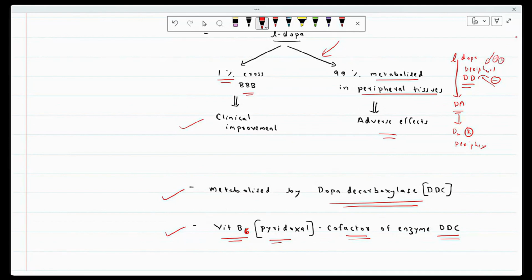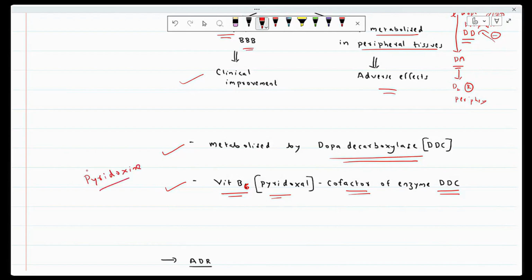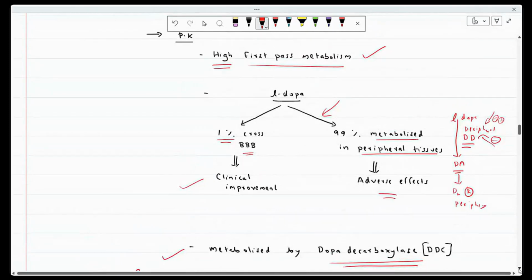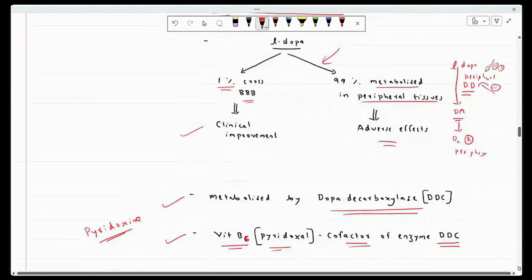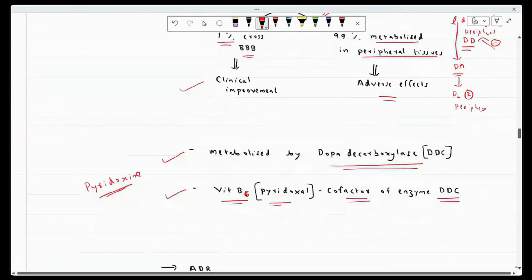So if you give levodopa, it will be immediately metabolized, and the efficacy can come down. So whenever you give levodopa, you should not give vitamin B6. In the exam, the question will be: which vitamin B complex should be avoided in a Parkinsonism patient taking levodopa? The answer is vitamin B6. What is the other name of vitamin B6? Pyridoxine, because it is a cofactor of the peripheral dopa decarboxylase, so the efficacy of levodopa will be lost. Hope it is clear. The points to remember from the pharmacokinetics: high first pass metabolism; 99% will be metabolized in the periphery by peripheral dopa decarboxylase, which is why you need to administer carbidopa along with levodopa; and the third point, vitamin B6 should not be given while administering levodopa.